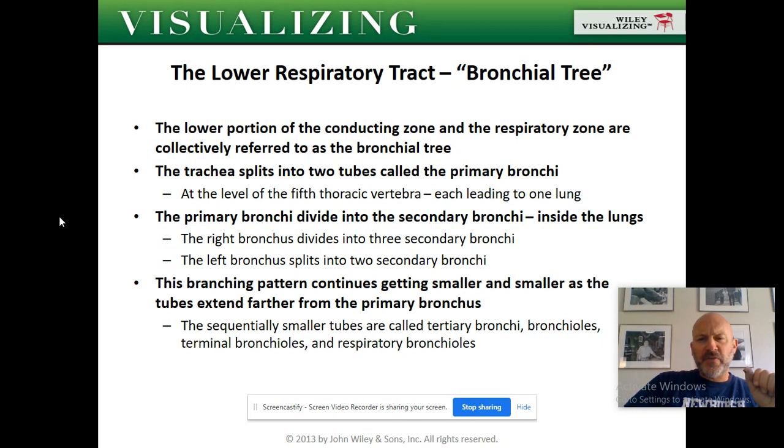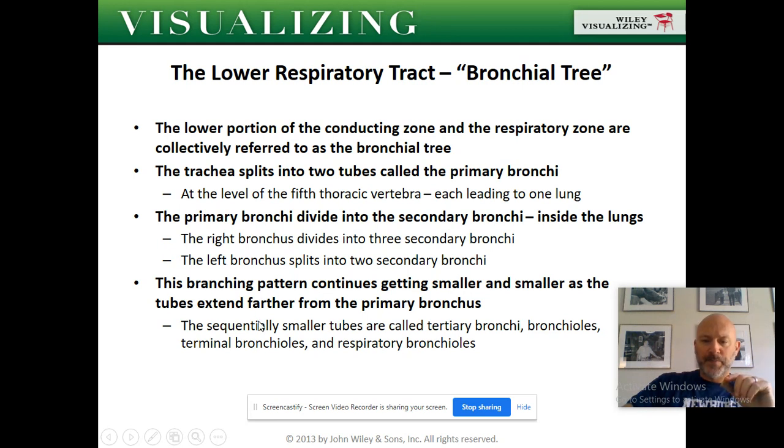All right. So the lower portion of the conducting zone and the respiratory zone are referred to as the bronchial tree. As the trachea splits into 2 tubes, we call them the primary bronchi. So there'd be a left bronchus and a right bronchus. They would further divide into secondary bronchi. Now, this is inside the lungs. The right bronchus divides into 3 secondary bronchi. The left one divides into 2 secondary bronchi. And then this pattern continues, getting smaller and smaller as the tubes extend further away from the bronchi.